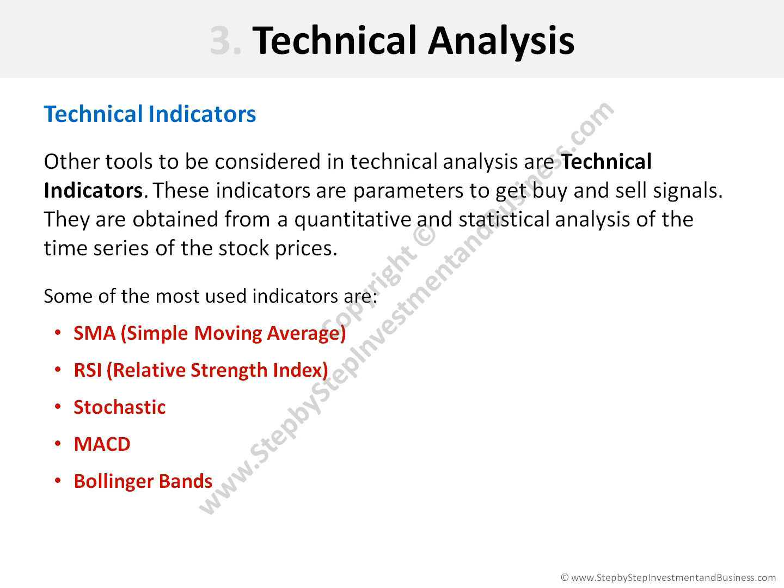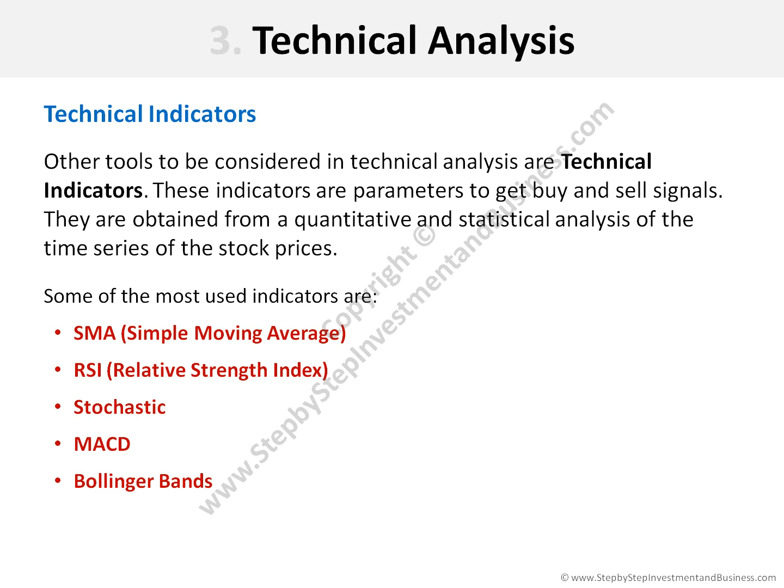Now, let's see what are known as technical indicators. Other tools to be considered in technical analysis are technical indicators. These indicators are parameters to get buy and sell signals. They are obtained from a quantitative and statistical analysis of the time series of the stock prices.